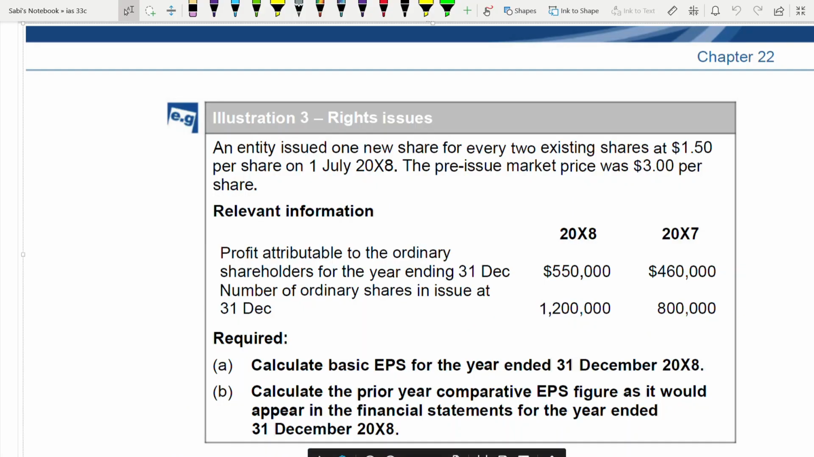Illustration 3, right issues. So in the right issues, A, we have to calculate basic EPS, and B, we have to calculate the prior year comparative EPS figure. Okay. Now, an entity issued one new share for every two existing shares at 1.5, and the pre-issue market price was 3 per share. So, how do you calculate the basic EPS? You have to first calculate the weighted average number of shares. This will remain same. Nothing will happen to the profit, but your shares will change, right?